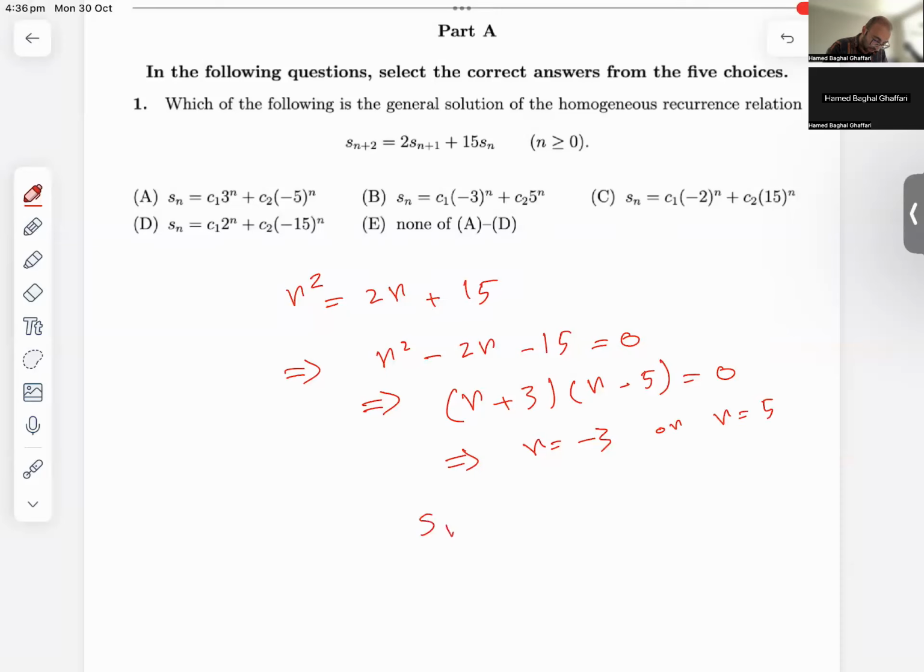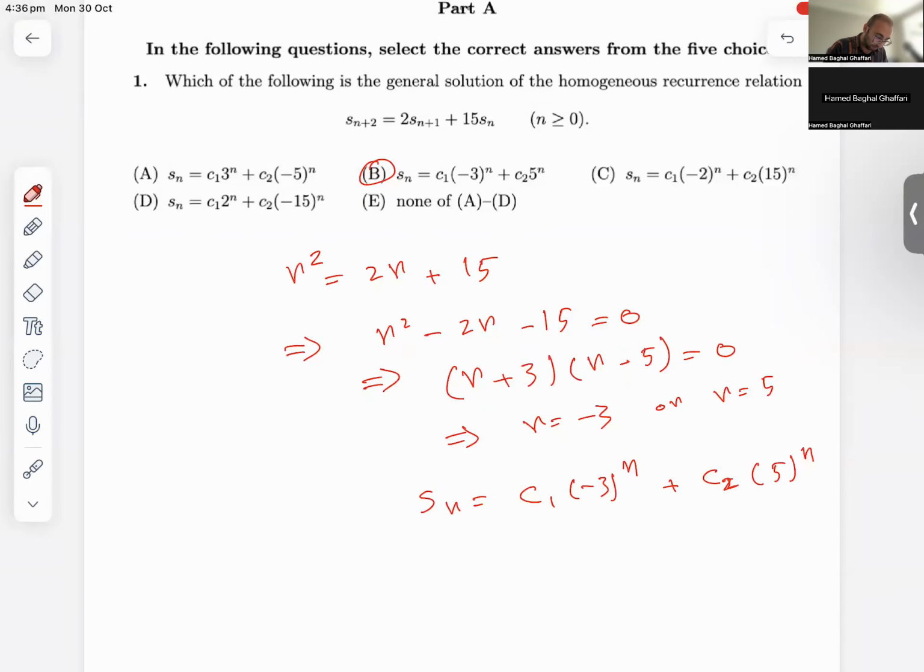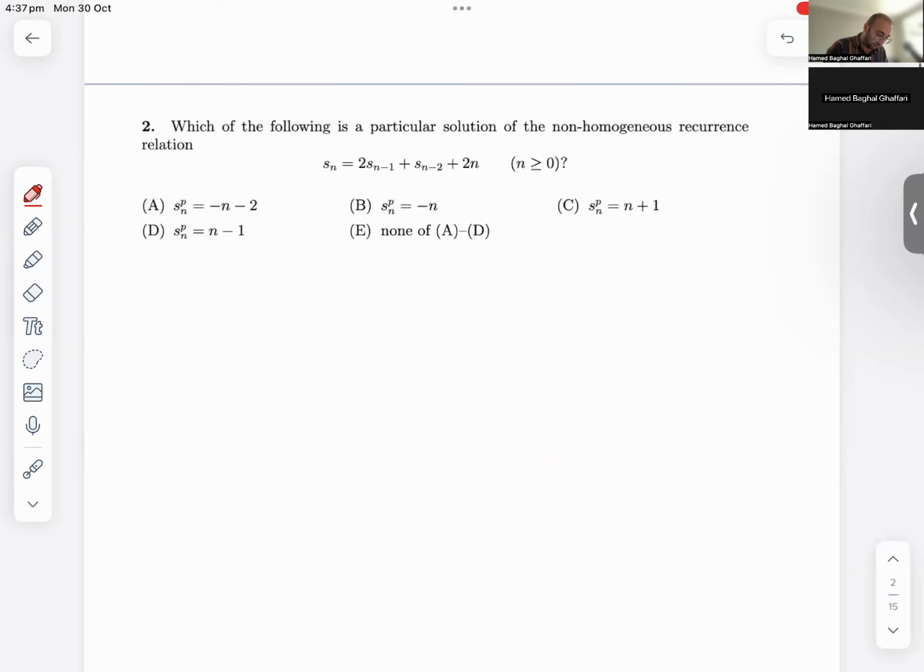As a result, S sub n will be coefficient C1 times (minus 3) power n plus C2 times 5 power n. So I think definitely option B is the answer. Now, let's see this question here, and we have been asked to find the particular solution because it is a non-homogeneous one because of this term here.